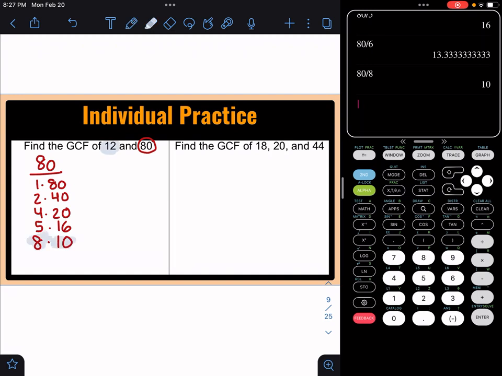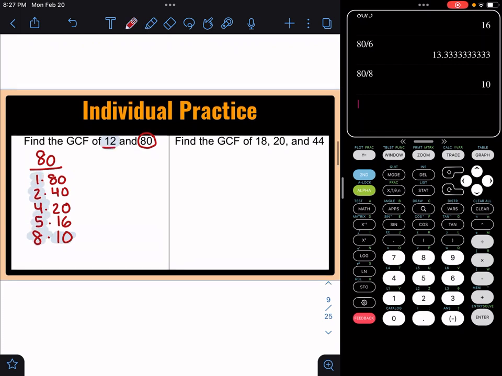So it could be this, this, this, and this. All right. I know 12 does not divide by 10, 12 does not divide by 8, but it does divide, oh, it doesn't divide by 5. It does divide by 4. So our GCF would be 4, because 12 divided by 4 equals 3, and 80 divided by 4 equals 20, and there's no number that I could take out of 3 and 20, so that is my GCF.